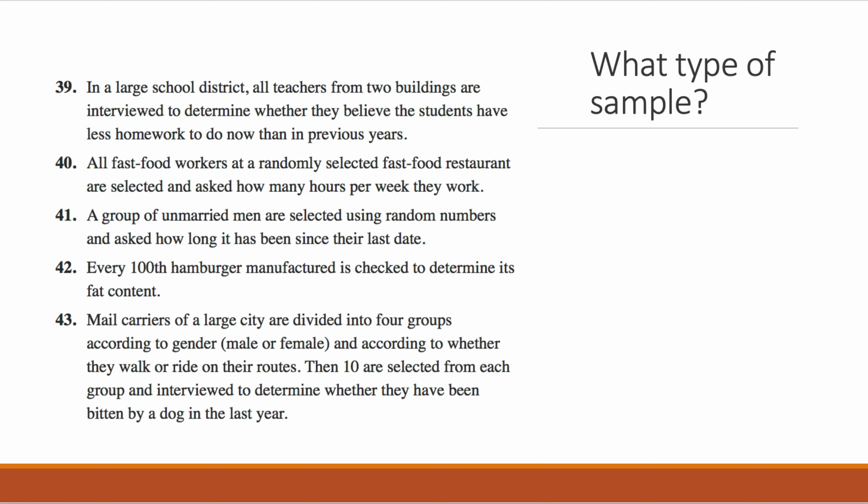The first one says, in a large school district, all teachers from 2 buildings are interviewed to determine whether they believe the students have less homework to do now than in previous years. So I'm going to look at this part right here where it says all teachers from 2 buildings. The buildings are the clusters. The buildings are the groups, and we're picking everybody from 2 buildings. So this makes this a cluster sampling technique.